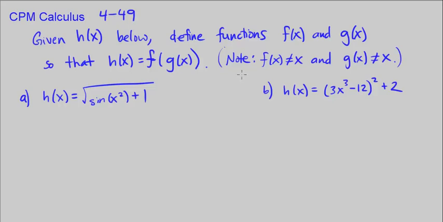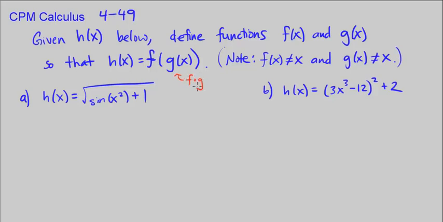This is CPM Calculus Chapter 4, number 49. So here we're asked about h of x. We're given h of x in each problem below. Define functions f of x and g of x such that h of x is equal to f of g of x. Remember, this is just the composition of two functions.